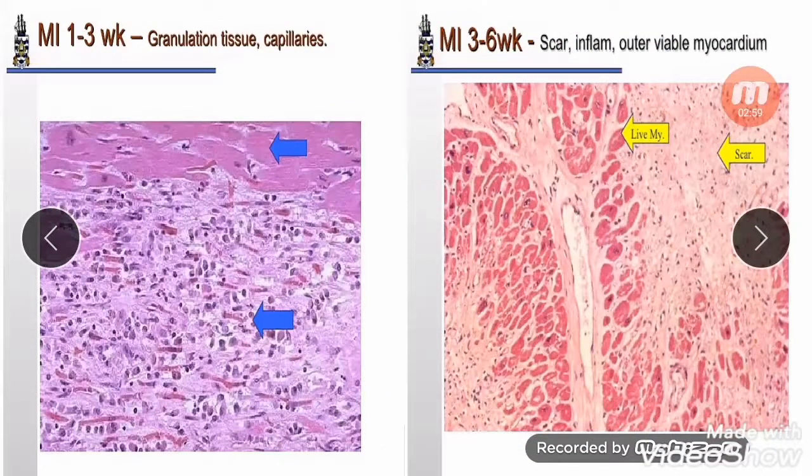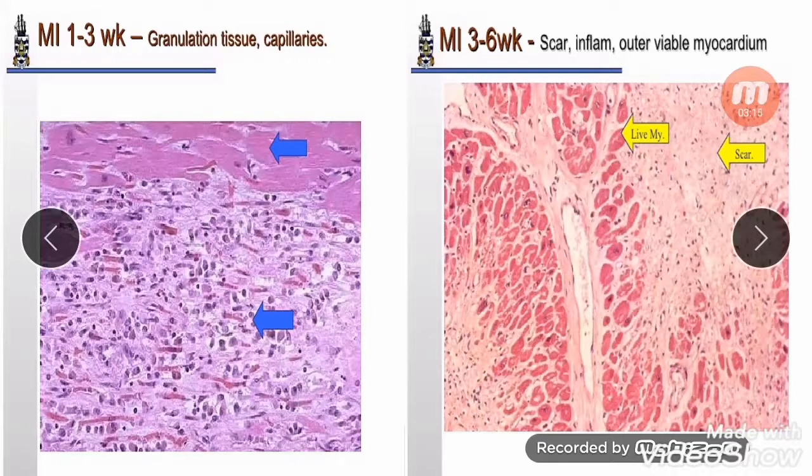The left slide here will show the MI after 1 to 3 weeks. We will see that there are remnants of normal myocardial fibers at the top. Below these fibers there are macrophages with numerous capillaries and little collagenization.